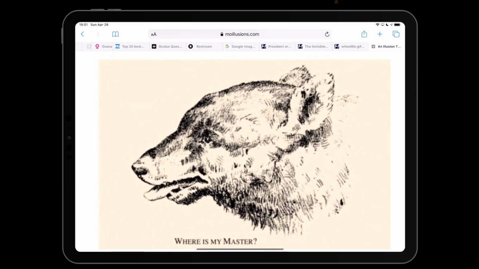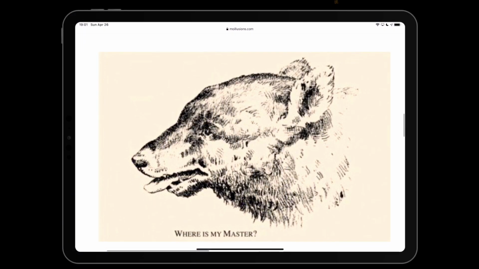Here's a final one. Let me see if you can figure this one out. I'm not going to tell you what's in here, but when you're looking at this particular image, the clue to what to look for is all right there. If you can figure out where is my master, if you can see where that is, go ahead and type that in the comments, because I think that would be interesting.